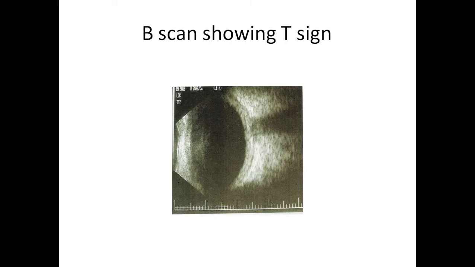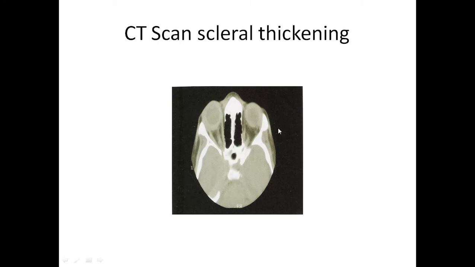B scan typically shows the T sign. So you will see a gap between the sclera and the Tenon's capsule. This is the thickened sclera in posterior scleritis. You can see the thickening of the sclera, and you will see a typical gap between the sclera and the Tenon's capsule because of the collection of the fluid. And this collection of the fluid with the optic nerve shadow forms the T sign of the B scan ultrasonography.